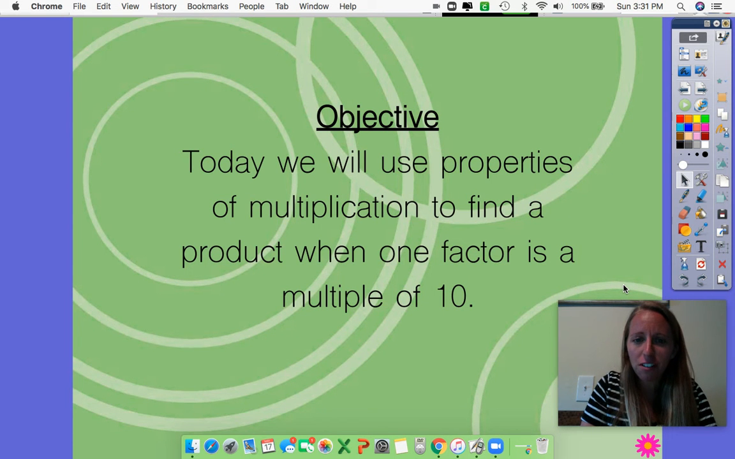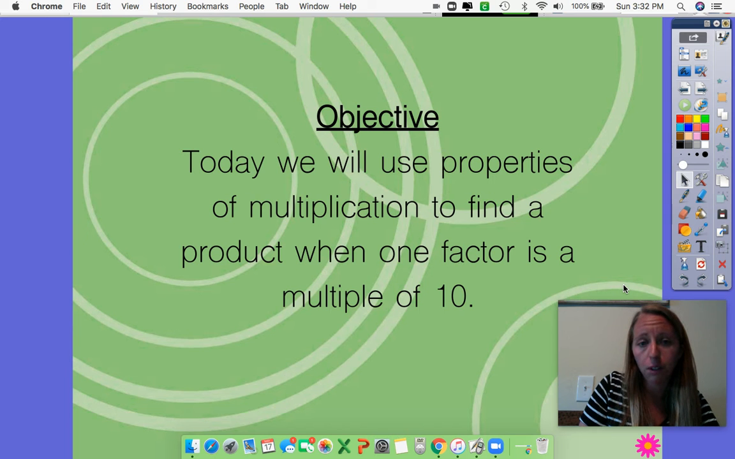Hello, boys and girls. Today for math, we're going to use properties of multiplication to find a product when one factor is a multiple of 10. So we're going to go way back to September and October when we used different properties of multiplication, which I know you can all do. We even used them with addition and subtraction. So we're going to use them again with multiplication when we're multiplying a multiple of 10.